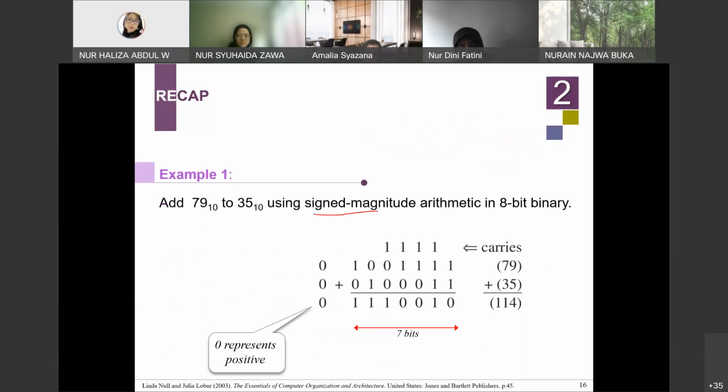This one is using sign magnitude for 8-bit binary: 1, 2, 3, 4, 5, 6, 7. And then you put your magnitude here. If it is positive, you put 0. If it's negative, you put 1. Look back in your digital logic subject. 0 represents positive. In sign magnitude format, you just apply the sign in front.